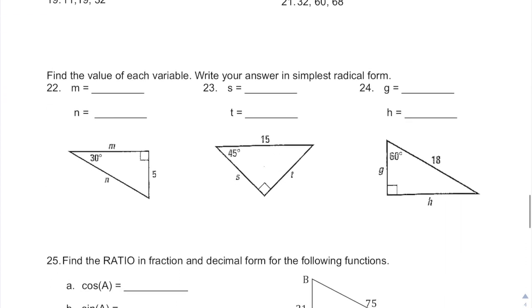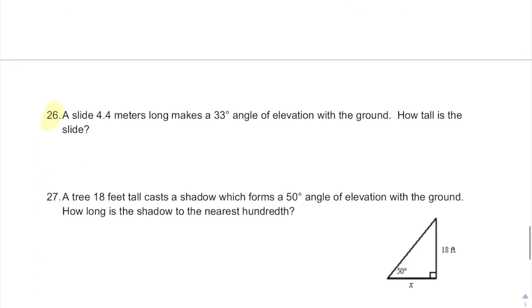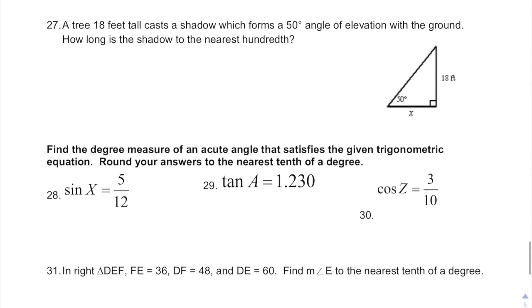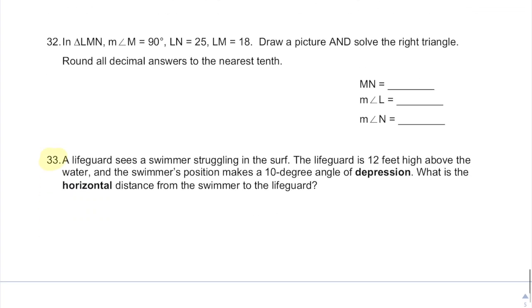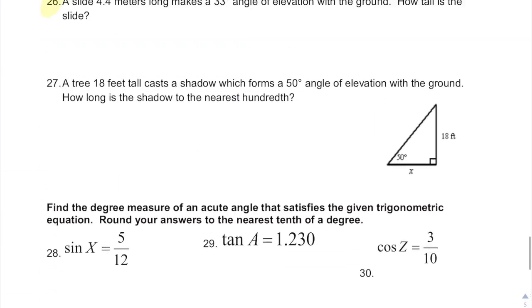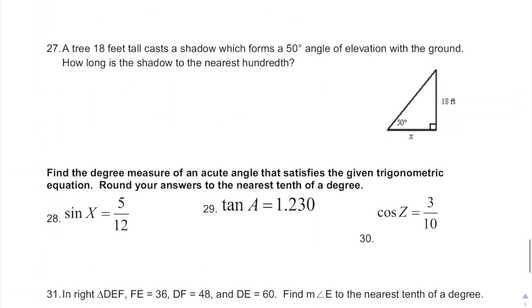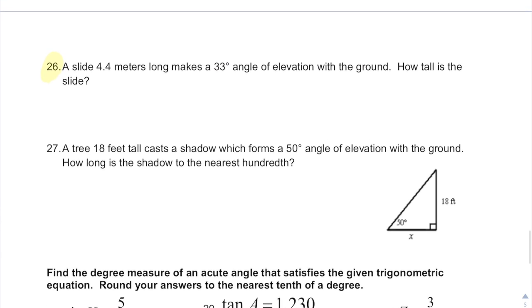All right, now we're going to take some time to do the last two word problems together. The first one is this word problem above about the slide. A slide is 4.4 meters long and makes a 33 degree angle of elevation with the ground. How tall is the slide?